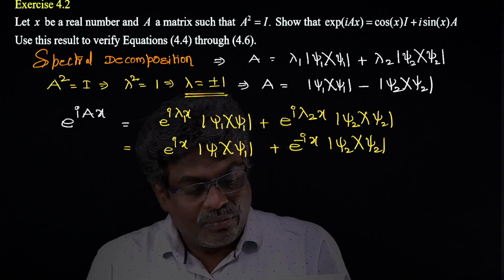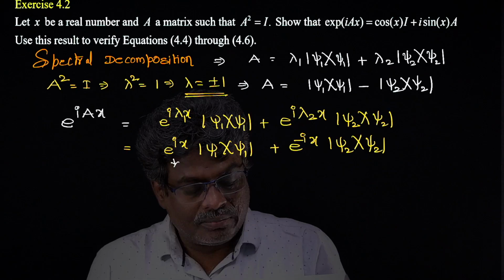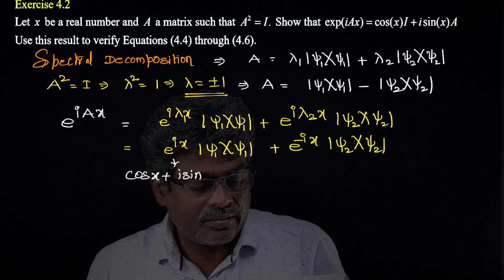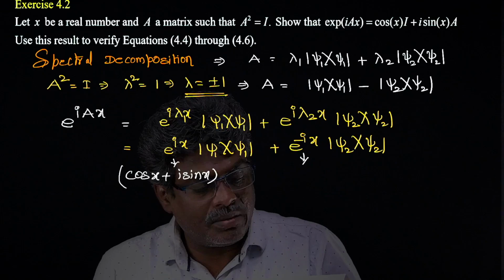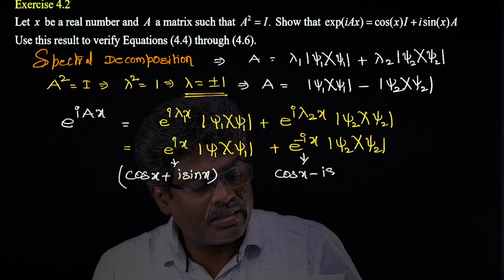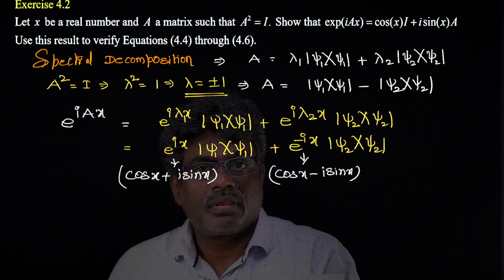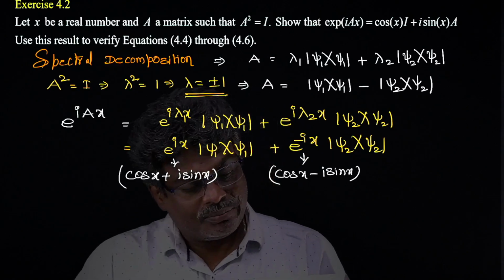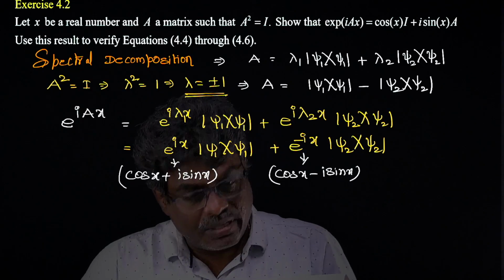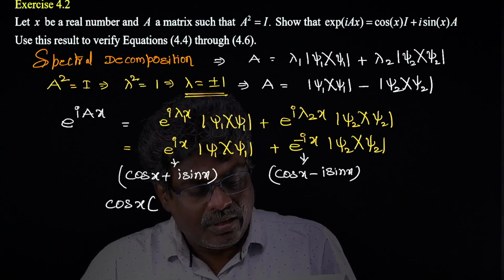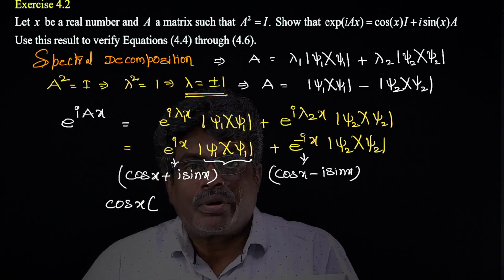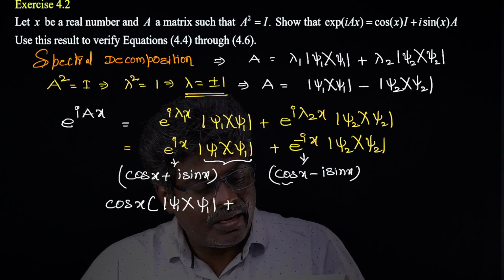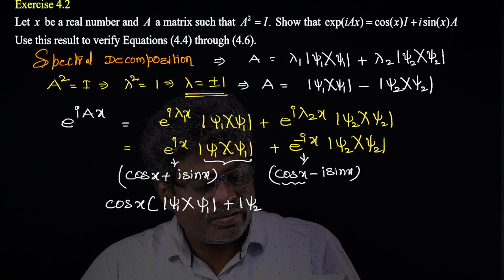Okay, so now we can write this by using de Moivre's theorem: cos x plus i sin x, and this other one is nothing but cos x minus i sin x. Okay, so now if I take common terms, first I will get cos x common, and after that here I have the outer product of psi 1, and plus here again the cos x term is there, so I will get the outer product of psi 2.